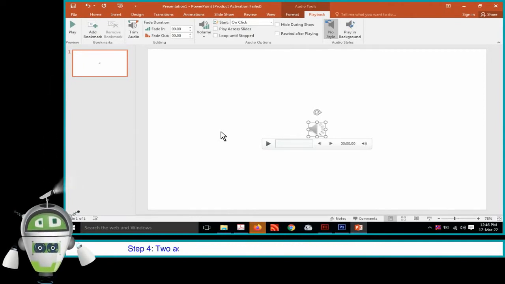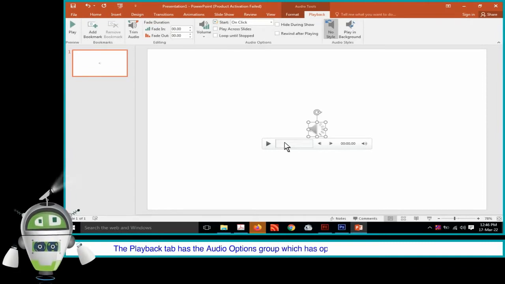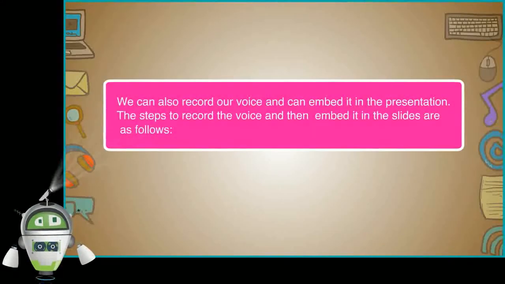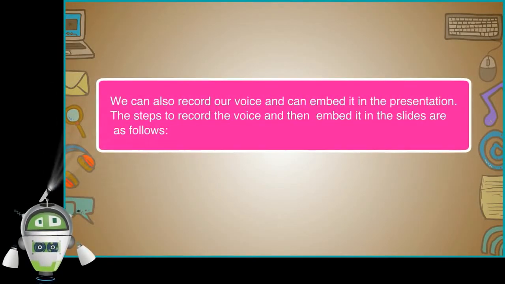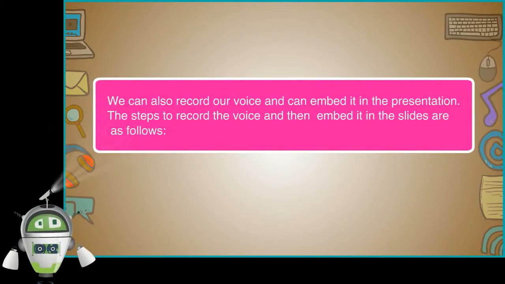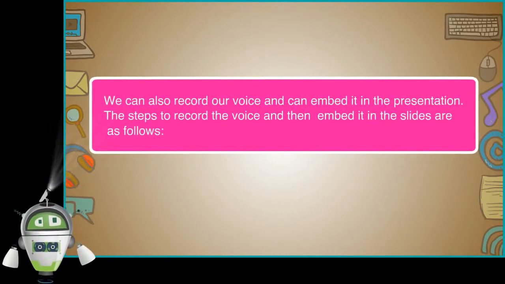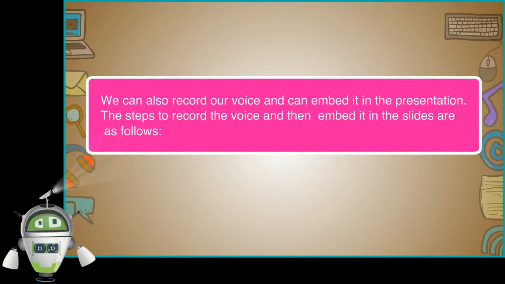Step 4. Two additional tabs, Audio Format and Playback, appear under the Audio Tools. The Playback tab has the Audio Options group, which has options to control the play of an audio. We can also record our voice and can embed it in the presentation. The steps to record the voice and then embed it in the slides are as follows.